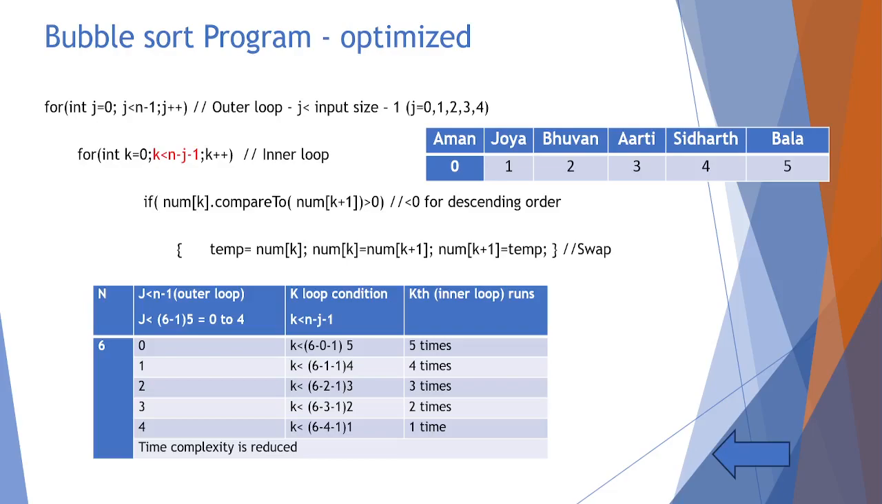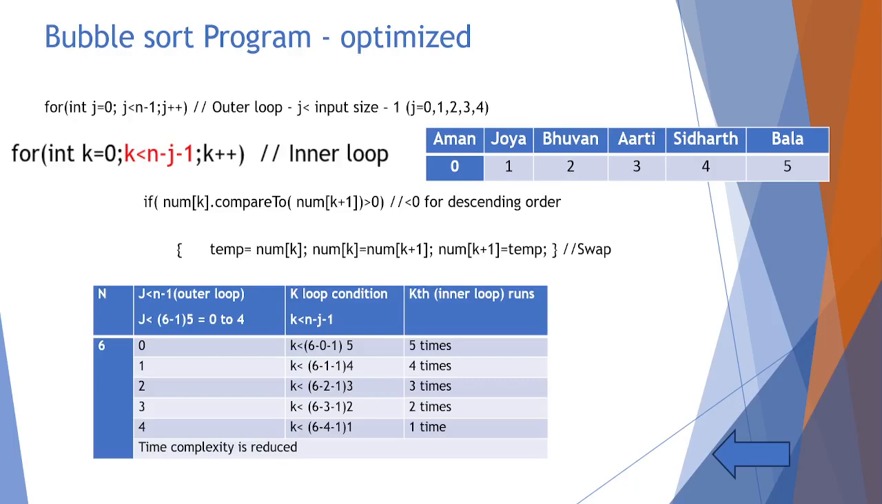In the optimized bubble sort algorithm, the program has only one change: instead of k equals 0, k less than n minus 1, it is k less than n minus j minus 1. Let's see in the table, n is 6 because we have 6 elements. And j less than n minus 1, that is the outer loop condition, 6 minus 1, that is 5. j less than 5 means our j works from 0 to 4. 0, 1, 2, 3, 4.